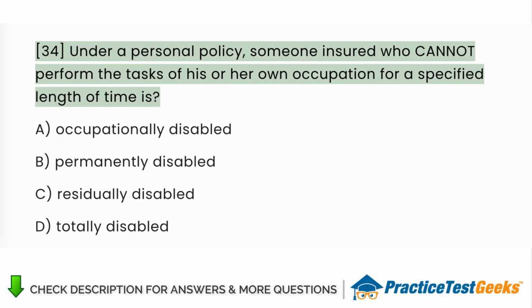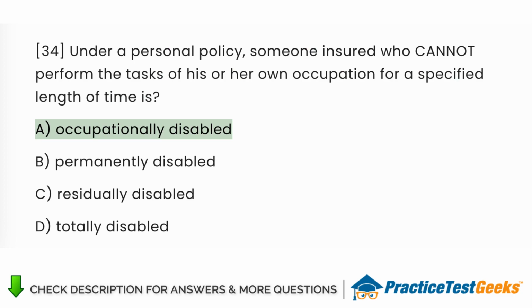Under a personal policy, someone insured who cannot perform the tasks of his or her own occupation for a specified length of time is: A. Occupationally disabled. B. Permanently disabled. C. Residually disabled. D. Totally disabled.